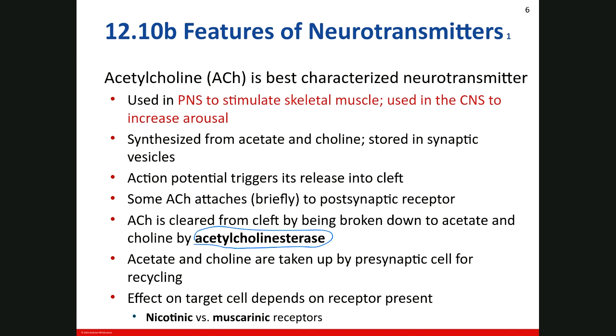So the acetylcholine esterase can break down acetylcholine to acetate and choline. Acetate and choline are taken up by the presynaptic cell, and our cell can do recycling. Again, it can make acetylcholine. And the effects on the target cell are different. Sometimes it can activate the nicotinic receptor, sometimes it can activate the muscarinic receptor, which I will talk about in chapter 15.